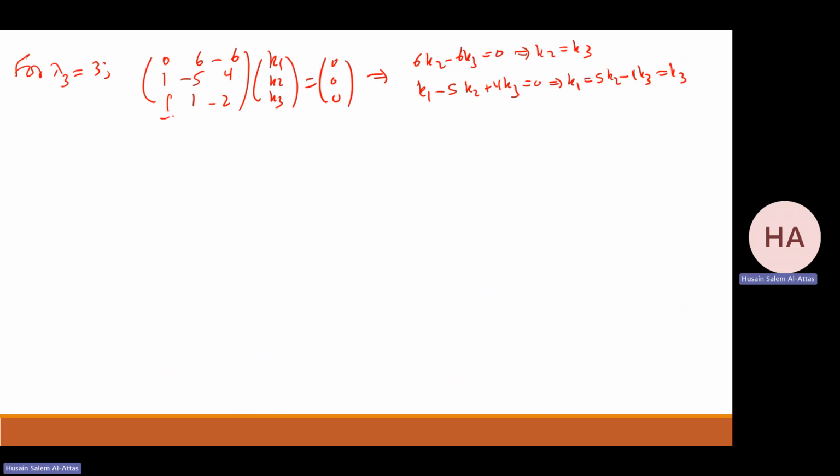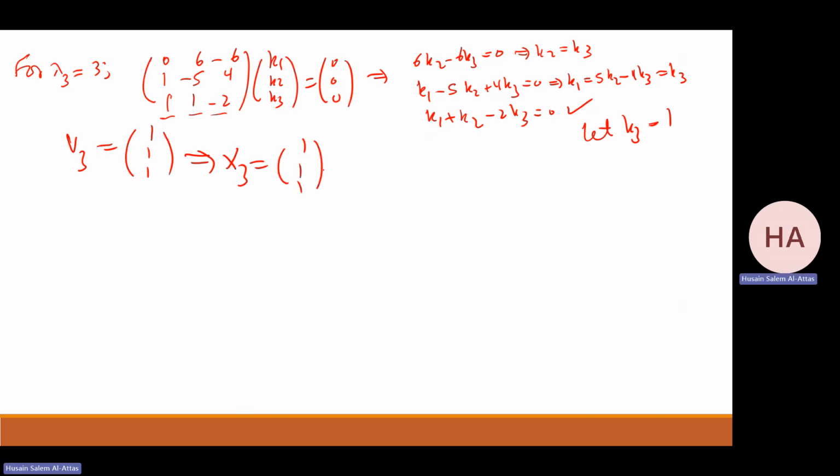Check. If they are the same, yeah, the last one will be correct. So my V3 will be 1, 1, 1. I let K3 equal 1. So X3 will be 1, 1, 1 times e to the power of A3t. So my solution X will be C1 X1 plus C2 X2 plus C3 X3. Just list it and you will get the answer.